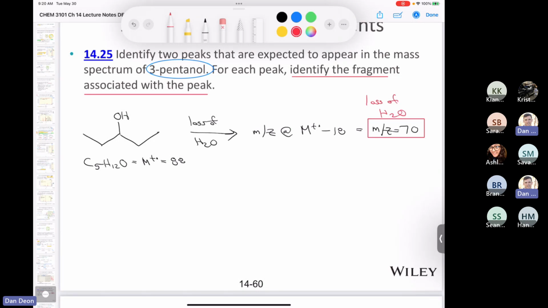The other possibility is going to be an alpha fragmentation, an alpha cleavage. So for an alpha cleavage, I'll do this one now, maybe I'll just redraw the molecule.